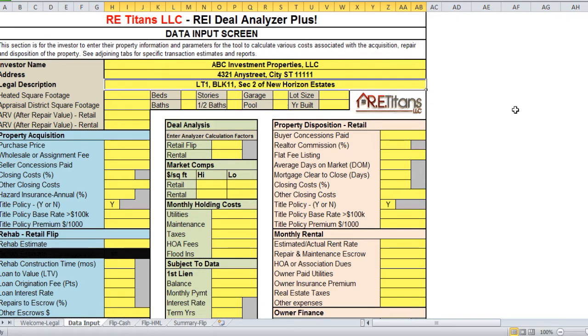Now let's enter the rest of the property basics: square footage, beds, baths, etc.